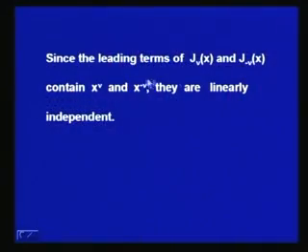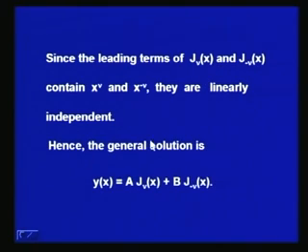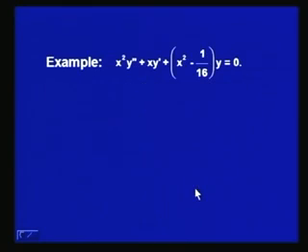Now, in the expressions for J nu x and J minus nu x, we can see that the leading terms contain x to the power nu and x to the power minus nu. Therefore, the two solutions J nu x and J minus nu x of Bessel's equation are linearly independent, that is, one is not a scalar multiple of the other, and hence we can write the general solution of Bessel's equation for the case where nu is not an integer as y x equal to a times J nu x plus b times J minus nu x.